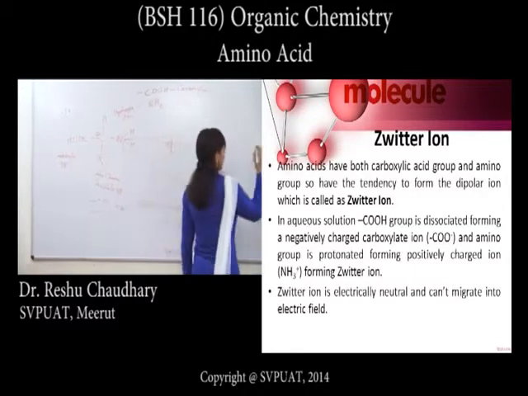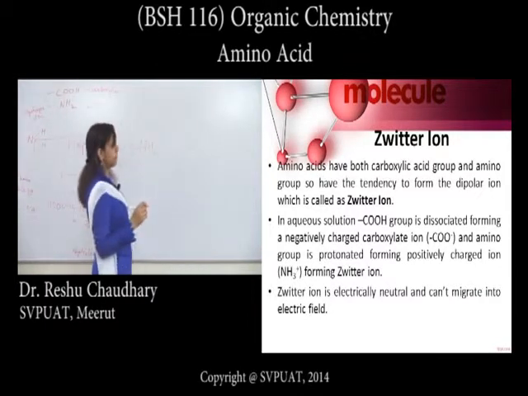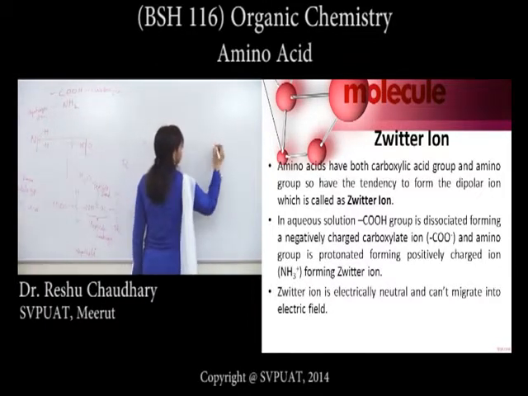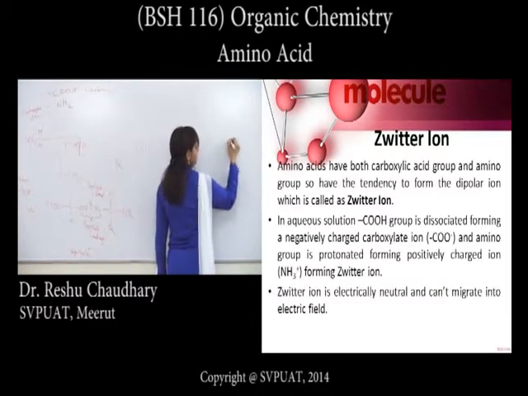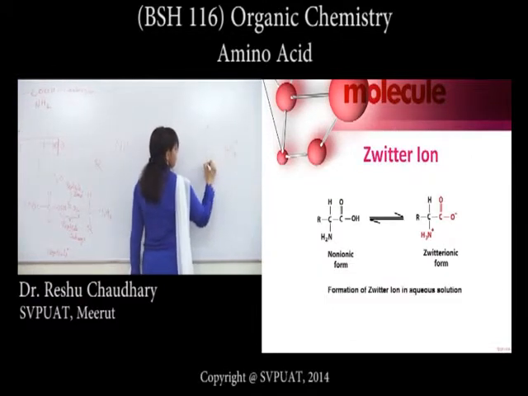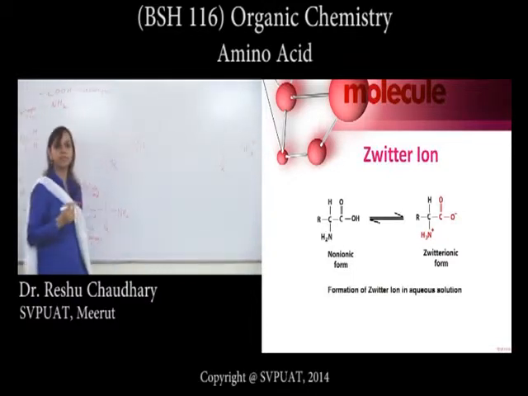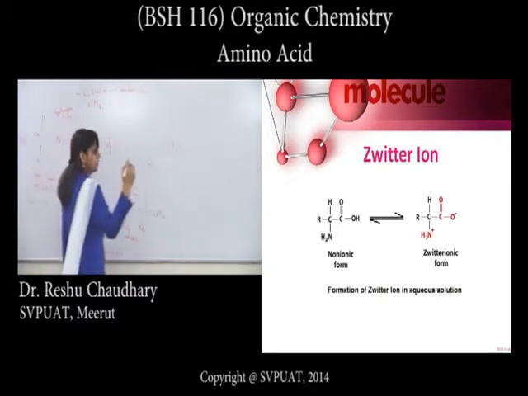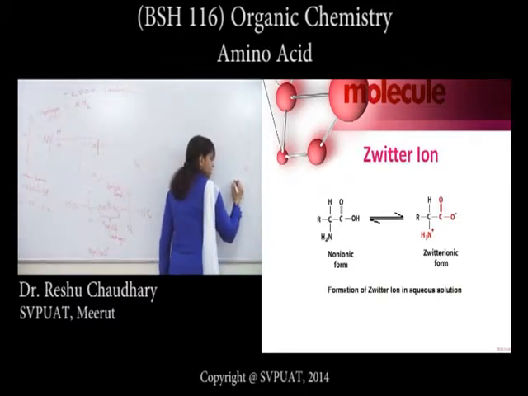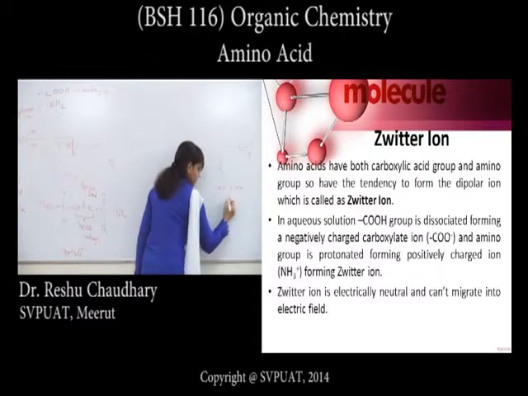Now, what is a zwitterion? When an amino acid comes in an electric field, it can give COO negative and NH3 positive. Now both types of charges are present, hence this is also known as a neutral or dipolar ion, or zwitterion, or dipole.